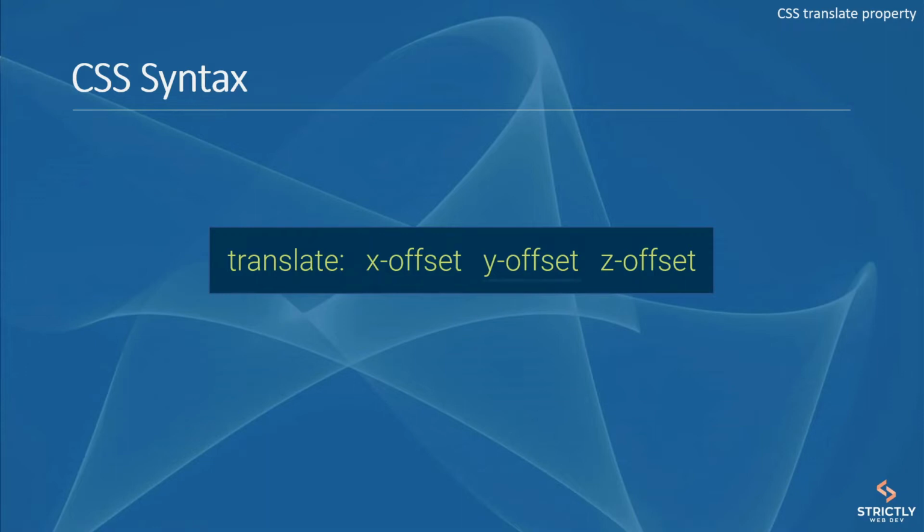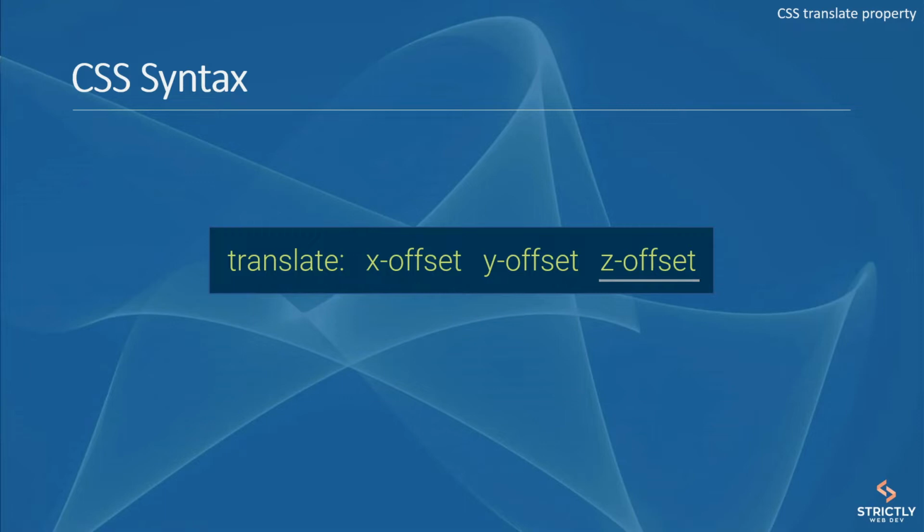Next, we have the Y offset. So this is the vertical movement or translation of our element. And finally, we can have the Z offset, which is, as I said earlier, for 3D translations. And we will see how all of this works in practice later on when we do an example.